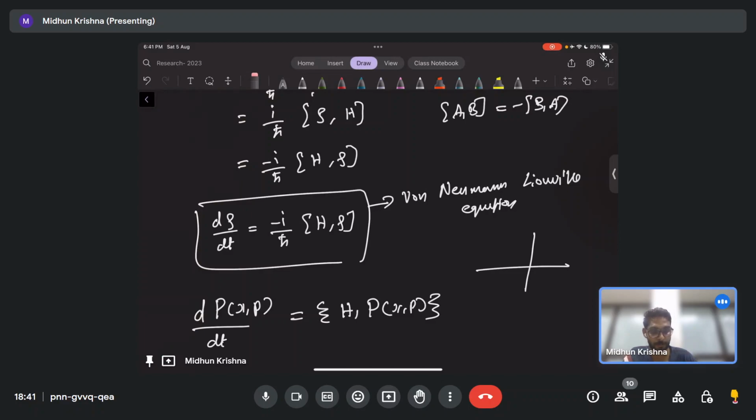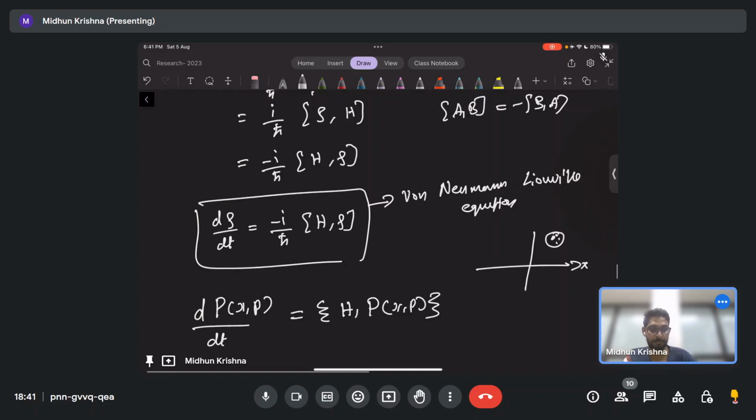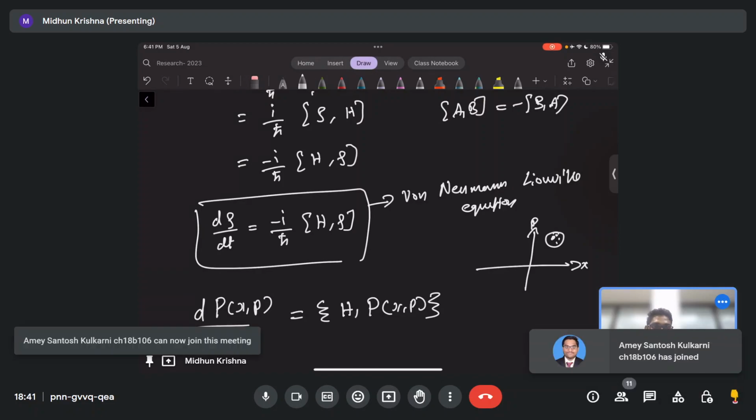I know with what probability I can find it here, with what probability I can find it here, and so on. So I know it's inside this region, but with some probability. There's a probability distribution in the x and p variables. If I'm given this as my initial state, how do I describe the dynamics of the probability?